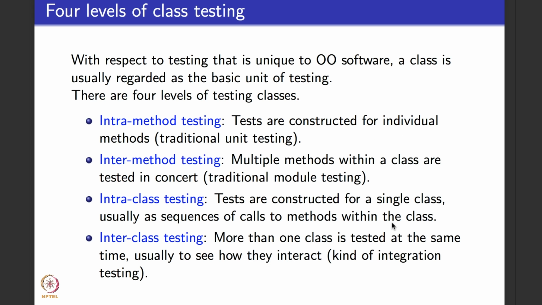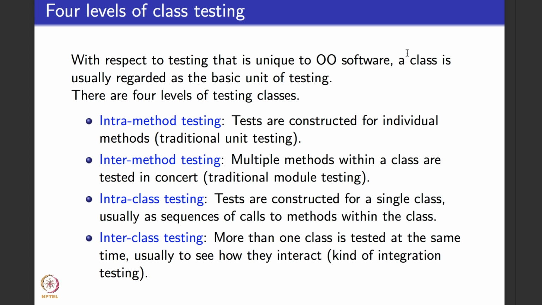So while testing object-oriented software, we consider 4 levels of testing. We consider the class as the basic unit of testing, not a method. As I told you, when we consider a method as a basic unit of testing, you could use any of the earlier coverage criteria that we learned, graphs, logic, mutation testing, to be able to do method level testing. For us, now the focus is on class level testing.